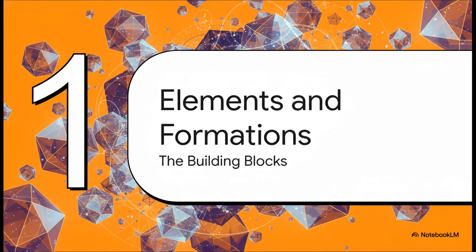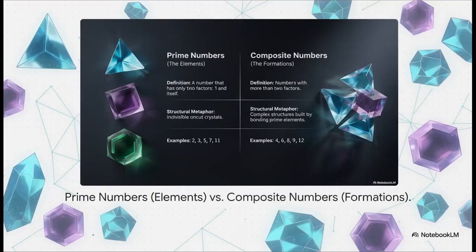You know, before you can understand the recipe, you've got to know the ingredients. So let's look at what numbers are fundamentally made of. On one hand, you've got prime numbers. Think of them as the pure elements, these indivisible, uncut crystals. They can only be divided by one and themselves. You know them, 2, 3, 5, 7, and so on. And on the other hand, you have composite numbers. These are the cool, complex structures you build with those prime crystals. They have more than two factors. Take 4, for example. It's got 1, 2, and 4 as factors.